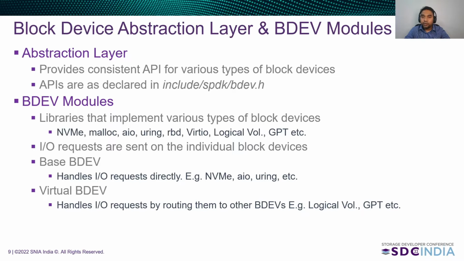Coming to the BDEV modules, they are user space libraries that implement various types of block devices such as NVMe, AIO, etc. The IO requests are sent on the individual block devices. The block devices are hereafter referred to as BDEVs. They are of two types, base BDEVs and virtual BDEVs. Base BDEVs handle the IO requests directly, whereas the virtual BDEVs handle the IO requests by routing them to other BDEVs.